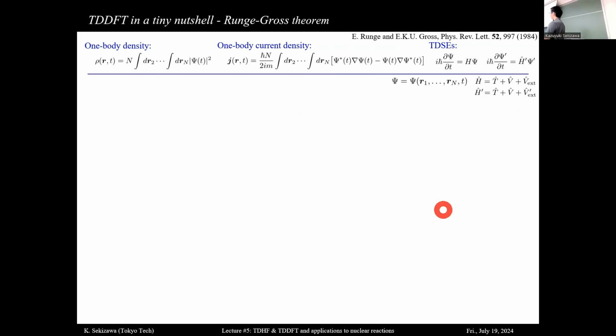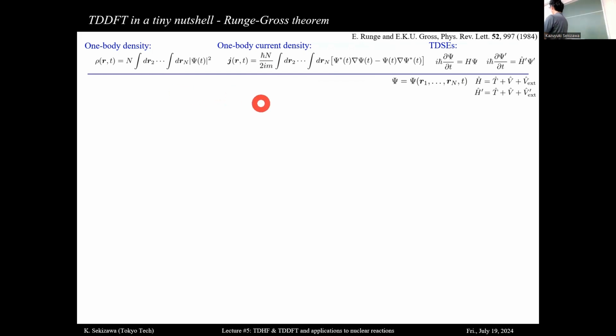Confused. Why is there a one-body current density if we're talking about multi-particle systems? I'm sorry. Oh, this is because I will show that there exists a one-to-one correspondence between the many-body wave function and one-body densities. I can just condense it into a single quantity.